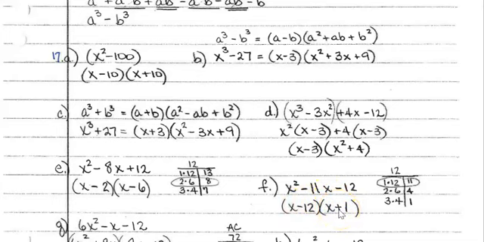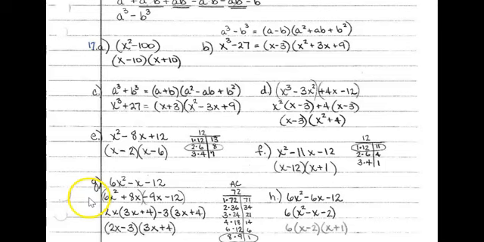To figure out which one it is, I need to figure out if I add these, am I going to get -11? I would have to have a -12 and a +1 to get -11. If it was a +12 and a -1, I'd get +11. Also remember that I need the larger number to have the same sign as that middle term, so that might be an easy way for you to figure out which one's positive and which one's negative.